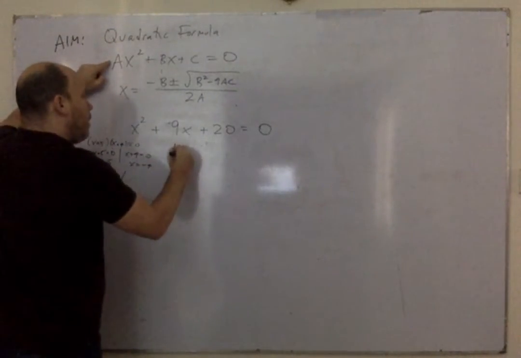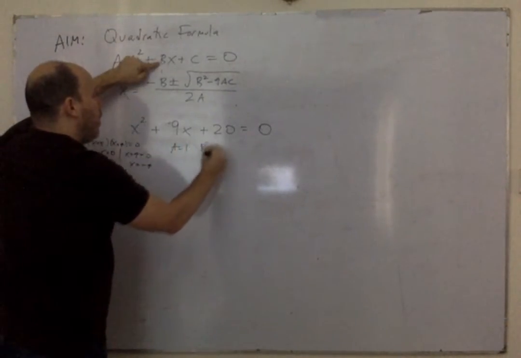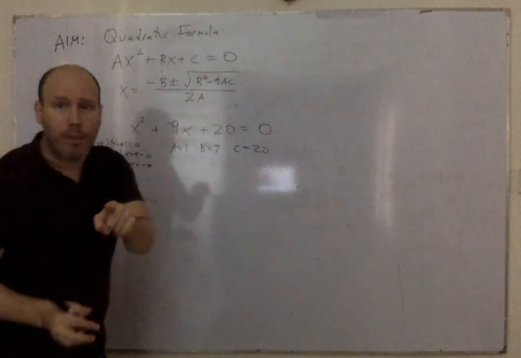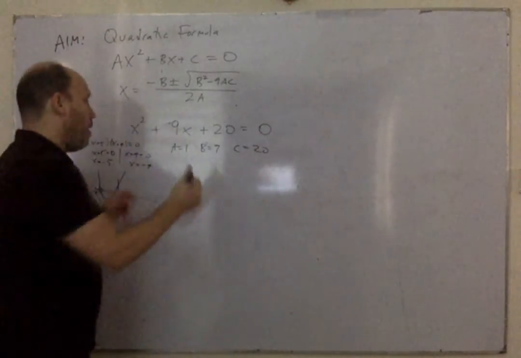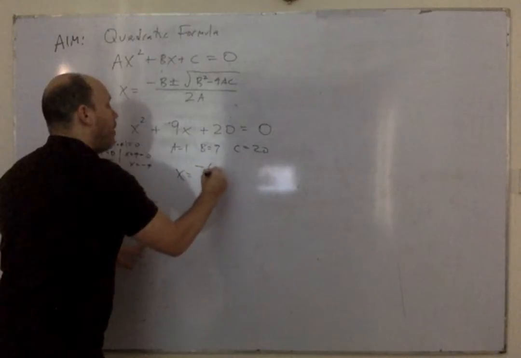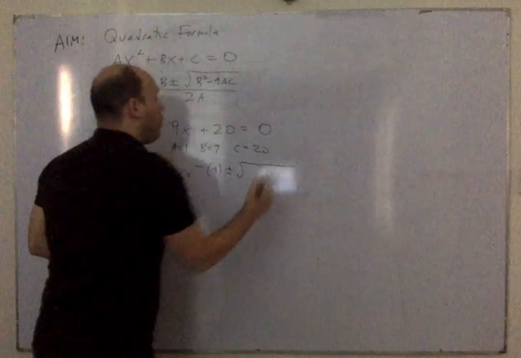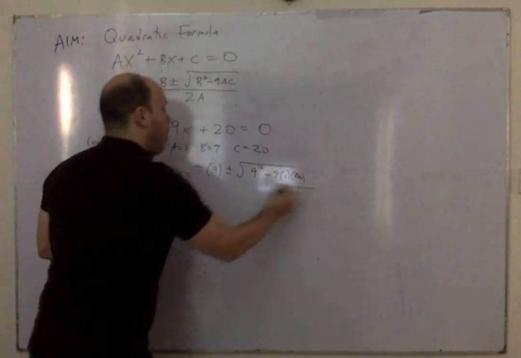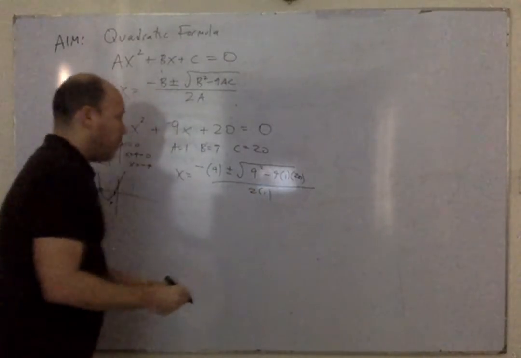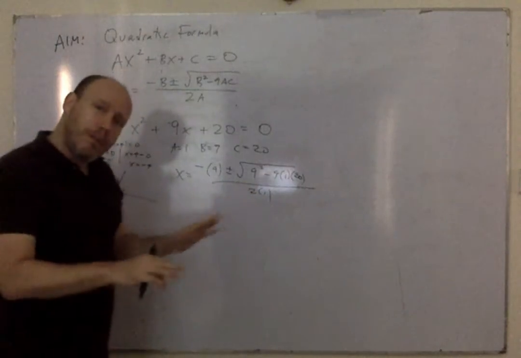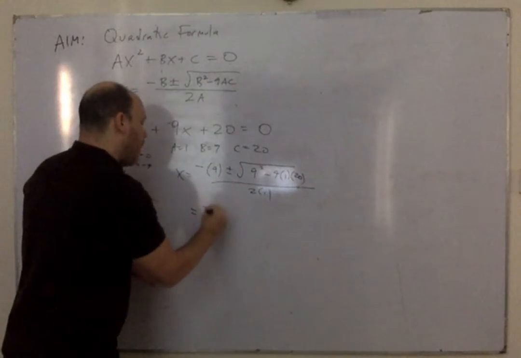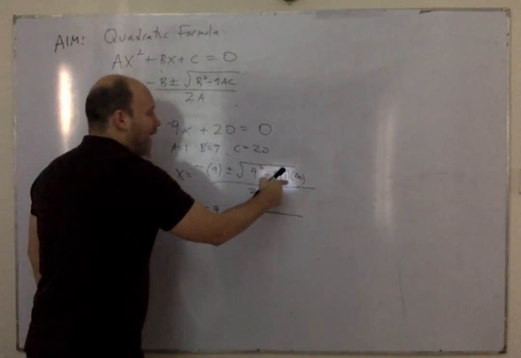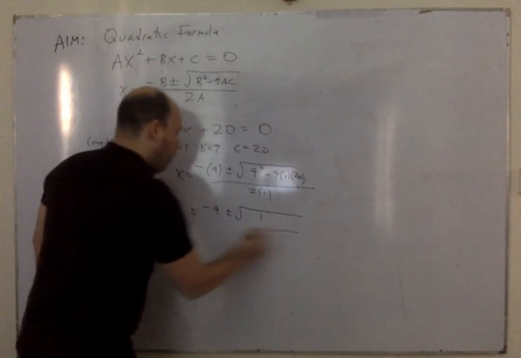Identify the a, identify the b, identify the c, and plug it into the formula. X equals negative 9 plus or minus the square root of 9 squared minus 4 times 1 times 20 all over 2 times 1. You can either put this in your calculator or simplify it a little bit. Negative 9 plus or minus the square root of 81 minus 80, which is 1, over 2.